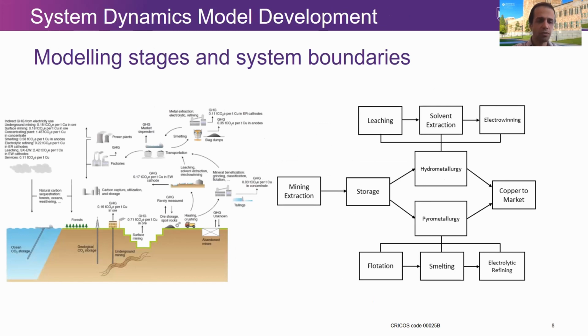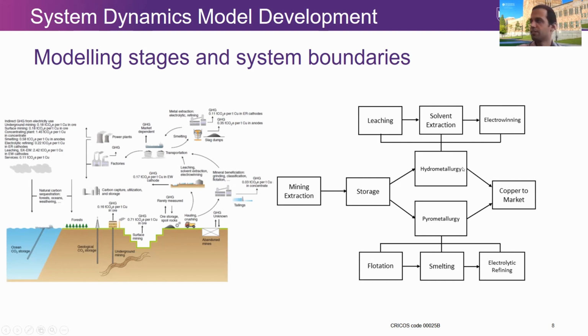About our modeling stages and system boundaries. In summary, first of all, we used an example of Chilean copper mining as a case study, looking at the copper mining supply chain. First, we developed a material flow analysis model which captures the movement of copper from ore to metal. For example, as you can see here, the copper flows from the mine, whether it's the underground source or surface mine source, through two different streams of either hydrometallurgy or pyrometallurgy, and eventually to the market.